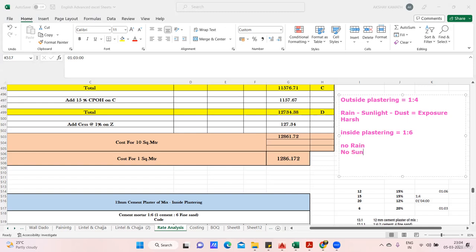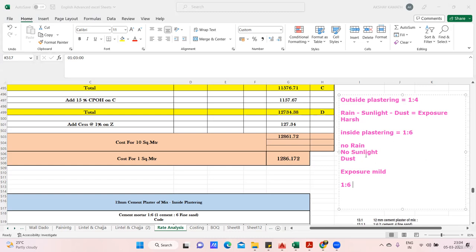There is no sunlight. Even though sunlight comes, very little of the sun's rays enters your internal wall. There is no dust also, right? Since the exposure is mild here, I'll say exposure is mild. So what we can do is go with 1 is to 6, because 1 is to 6 is a little weaker, or the concrete is not as strong as 1 is to 4. Even though it's not stronger, we don't have a problem.